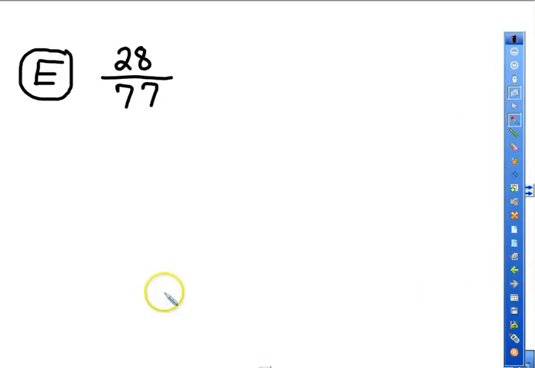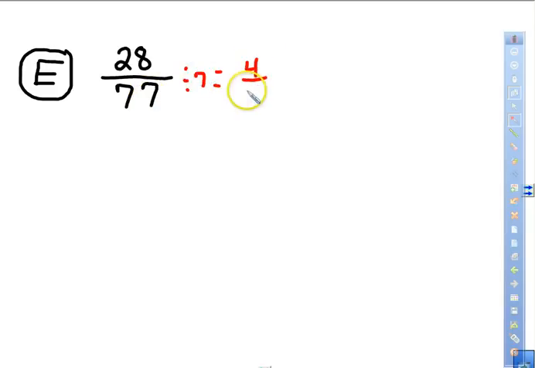And let's look at our last one. Go ahead and hit pause and solve this. Well, I look at my factors of 28, which are 4 and 7, and 7 goes into 77, so we'll divide that by 7, and we get 4, and then 77 divided by 7 is 11, and that 11 is prime, so 4 doesn't go into 11, so therefore we are finished. So 4/11 is your answer.